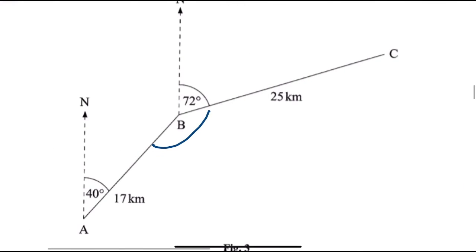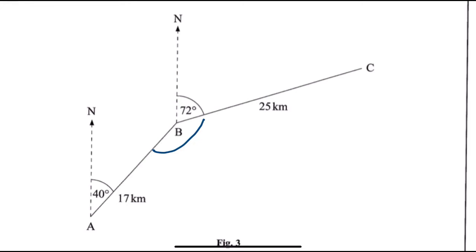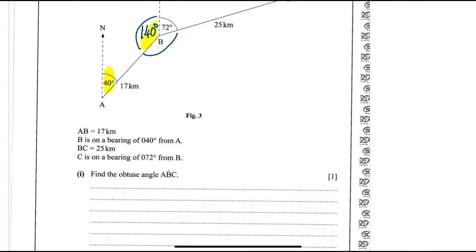By basic parallel lines, this angle in here is co-interior to the 40 degrees. So this angle, first of all, I'll label as being 140 degrees. And then for my angle B, I can just do the working out down here. The angle ABC, the obtuse one, is 360. Remember, the angles at a point make up a full turn, so 360 degrees minus 140 minus 72. So that works out to be 148 degrees.